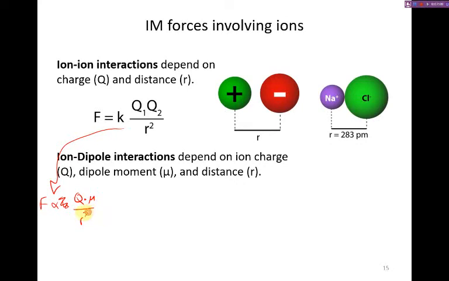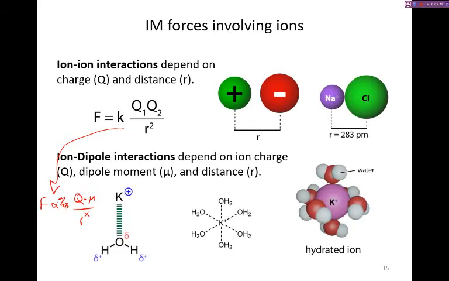And I'm going to put x here because it turns out that the power to which the radius, that distance, is raised varies from interaction to interaction. But it might look like the following. If we have a potassium ion interacting with the negatively charged region of a water molecule, they're going to be attracted to each other. The water molecules surround the potassium ion because that produces a favorable interaction.